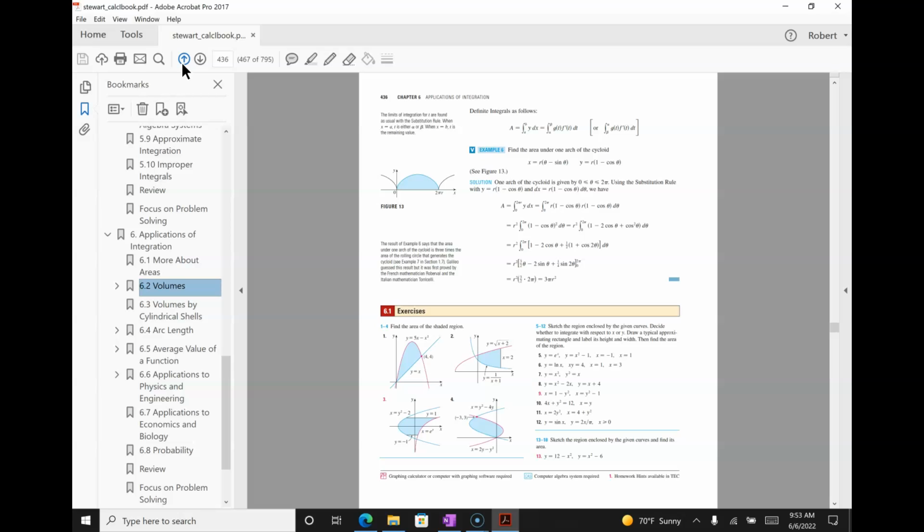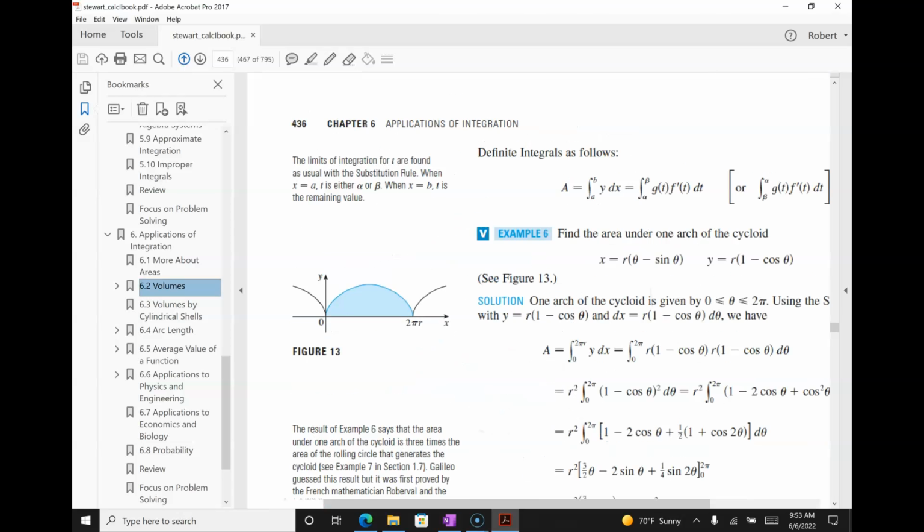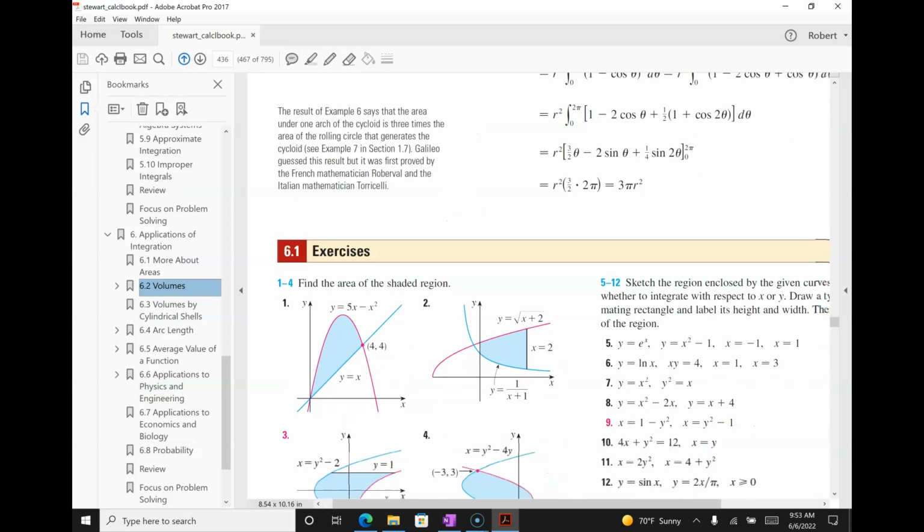Let's do number 5. So it's telling me my bounds in the y direction and the bounds in the x direction. I would say the most difficult part of this is setting up the integral. These integrals are very easy.